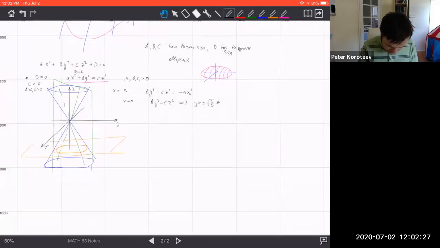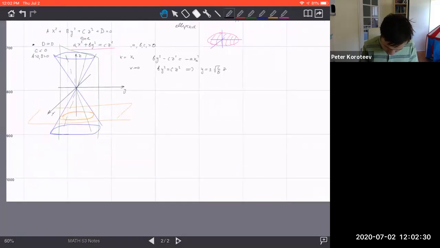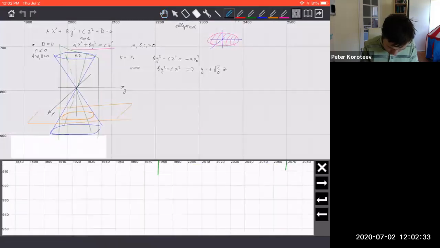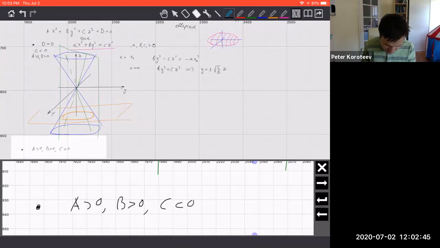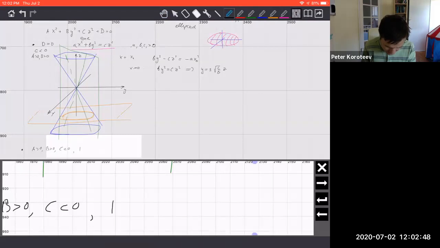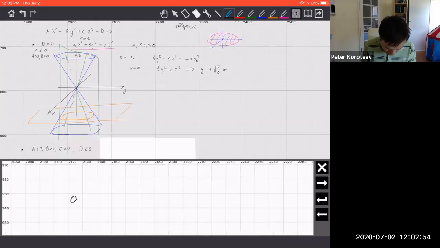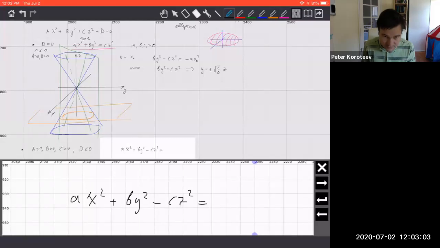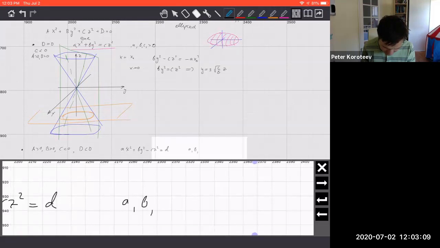Okay, what else can we do? Now let's say keep the equation. Say now a bigger than 0, b bigger than 0, c less than 0, and d is also less than 0. So we can write this as ax squared plus by squared minus cz squared is equal to d, where all the small letters are positive.